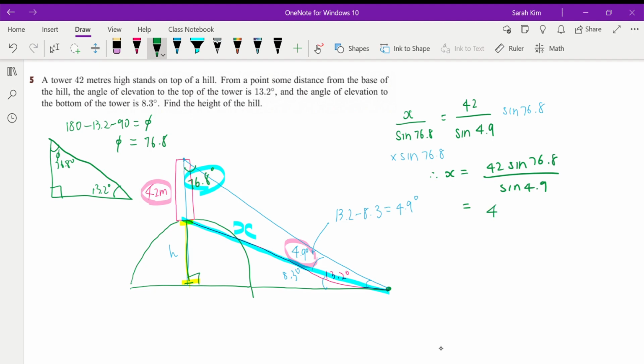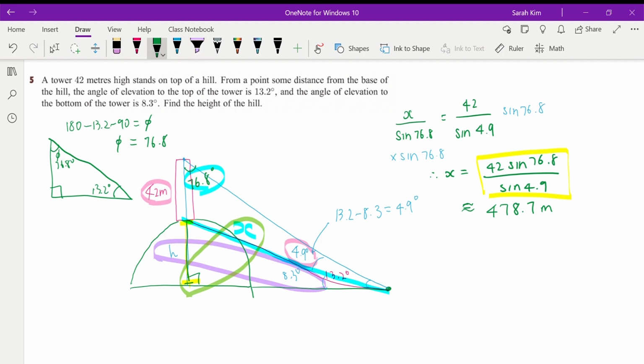I get 478.7 meters, approximately. Or on my next step, I could just use the exact value as well. Up to you, really. I always like to write the exact value. So I found my x. Okay. Now what I have is another pair. So I'm going to try to use different colors. So this is the complete pair. I've got my x and the 90 degrees. And then another pair is this one, h, and the 8.3 degrees as well.